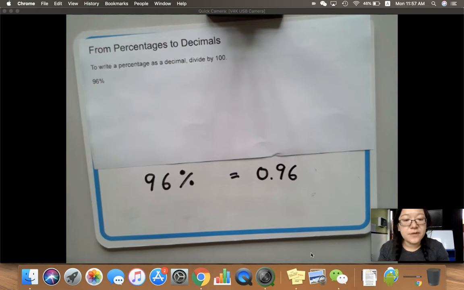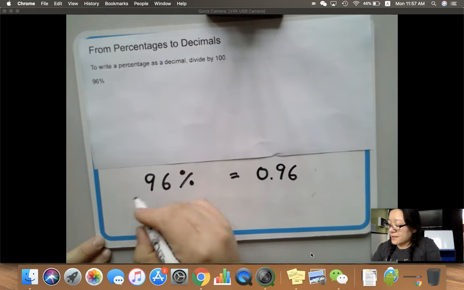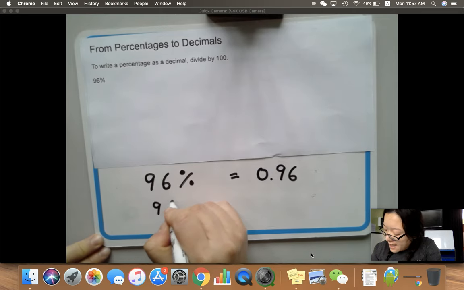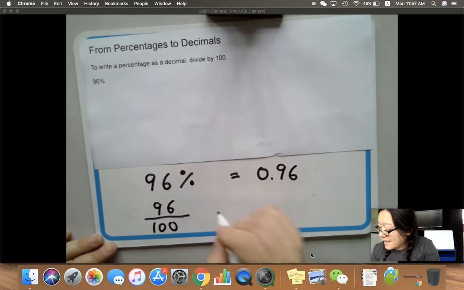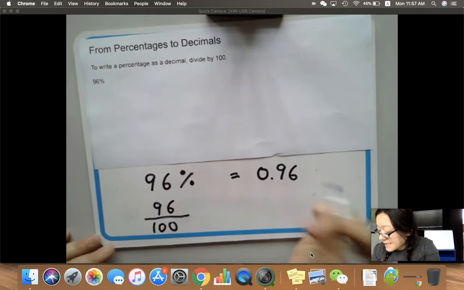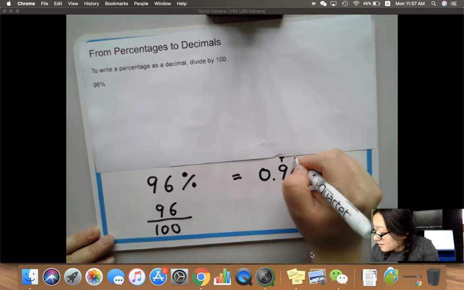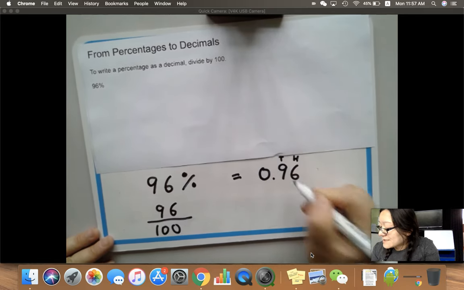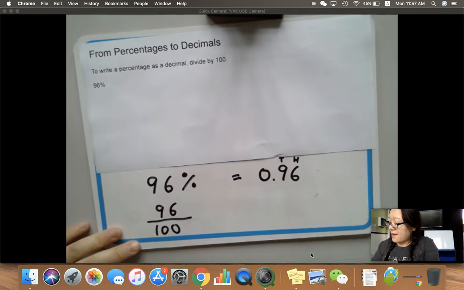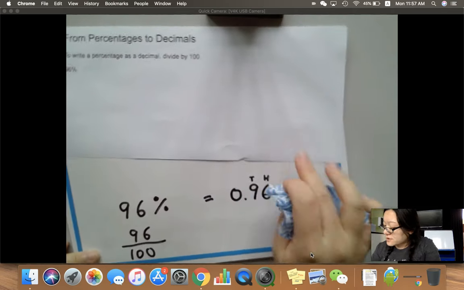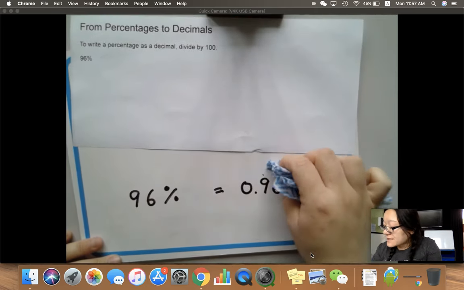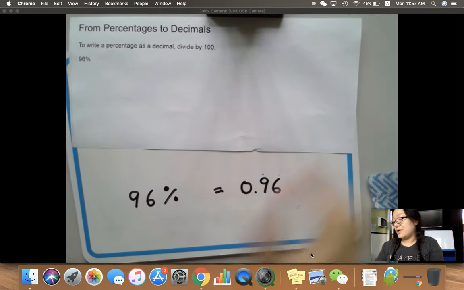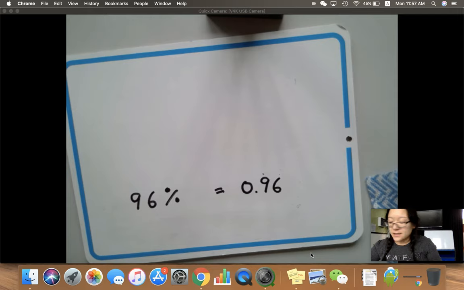The reasoning behind it is basically that 96% is the same as 96 out of 100, which you should already know, which means there are 96 hundredths. So remember, that's a tenths column, that's a hundredths column. So you put the 96 in those columns, and that's why. But basically, the shortcut that you just have to remember is that you just divide it by 100. Divide 96 by 100, and you get 0.96. So that is an easy conversion to make. Some of the others are a little bit harder.